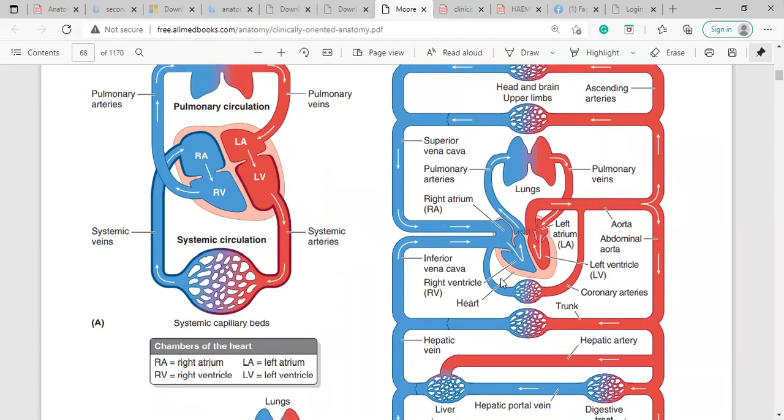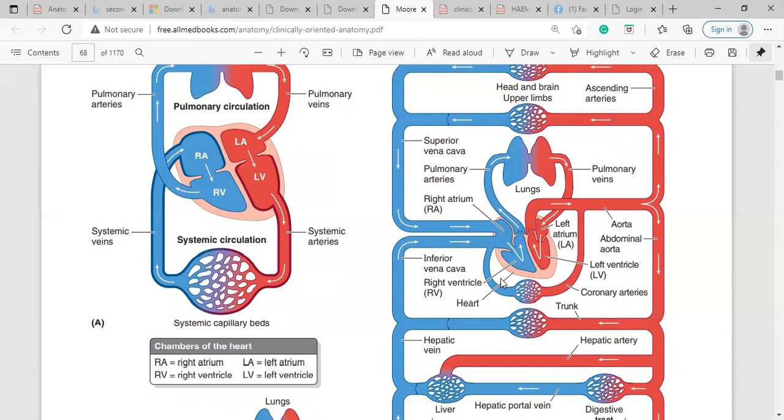Now, the largest artery, when it leaves the heart, it splits into the ascending aorta going to the upper part, and then we'll have the abdominal aorta coming to the lower part. The ascending aorta now divides to form other arteries. The ones that go to the brain and the head are called the carotid arteries. The ones that go to the upper limb are called the brachial arteries.